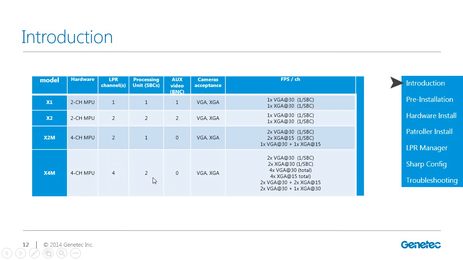Now the number of cameras and the performance also depends on the type of Sharp camera, as the XGA model takes more image processing power due to the higher resolution. So if you have any questions on which one you should be choosing in terms of the camera configuration on your vehicle, you can just talk to your sales representative and they can help you choose the right one for your intended use.